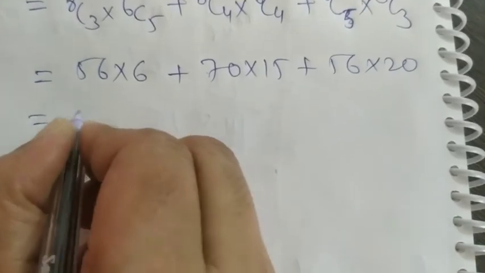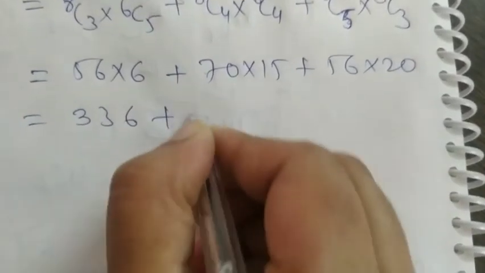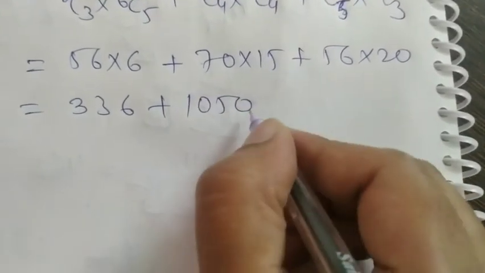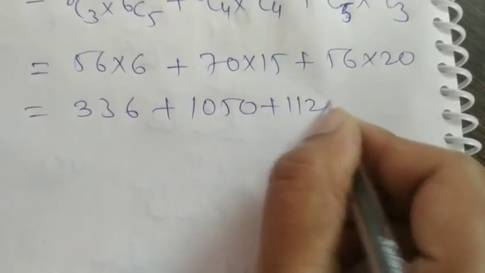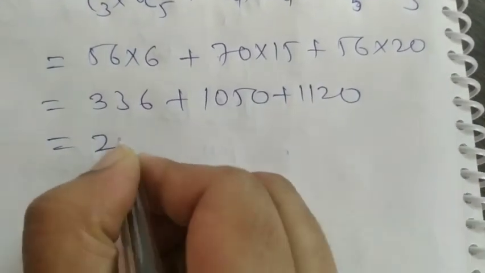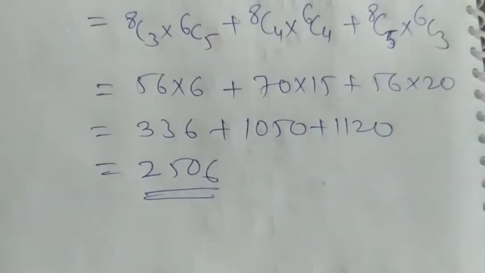That will be equal to 336 plus 1050 plus 1120, that is 2506 number of ways.